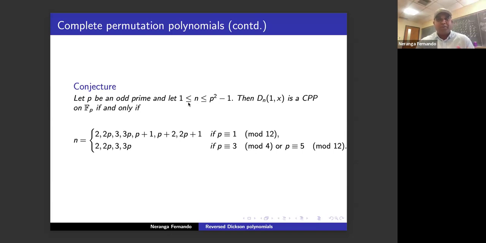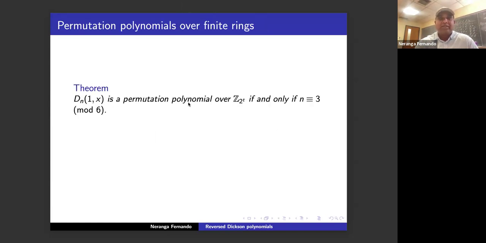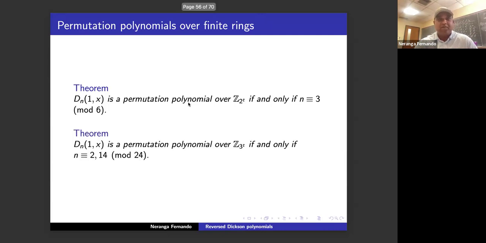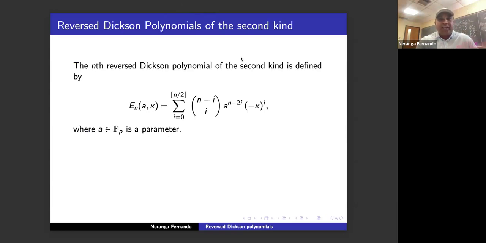So far, I've only been talking about permutation polynomials over finite fields, but there are researchers who have been studying permutation polynomials over finite rings because of their applications in coding theory. We wanted to discuss the permutation property over finite rings. We completely explained when the reverse Dickson polynomial of the first kind is a permutation polynomial over these two finite rings. I'm not going to go into details again.